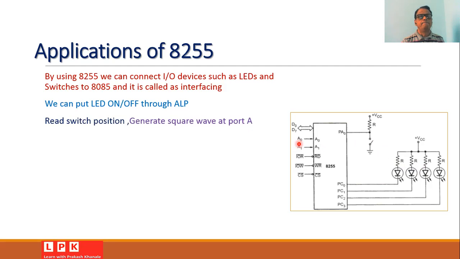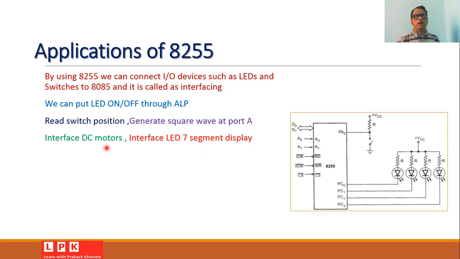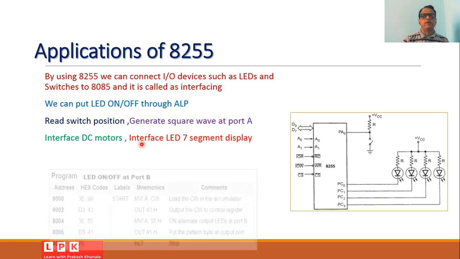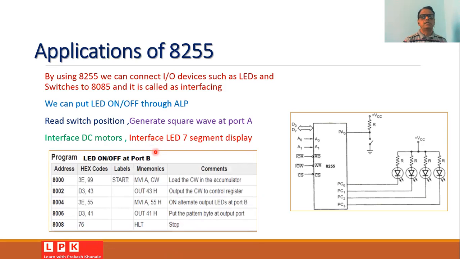It is also possible that we can read the switch position, or we can generate a square wave at a specific port by writing an assembly language program. We can interface DC motors. Also, we can interface the 7-segment display with the IC 8255. Now, suppose this is a sample assembly level program that is written to make the LED on and off. And suppose the LEDs are connected to port B.